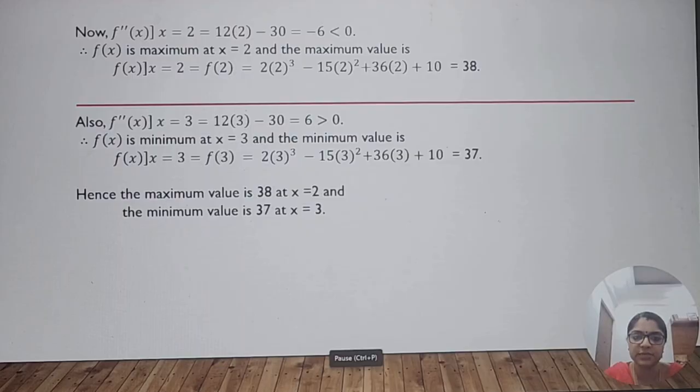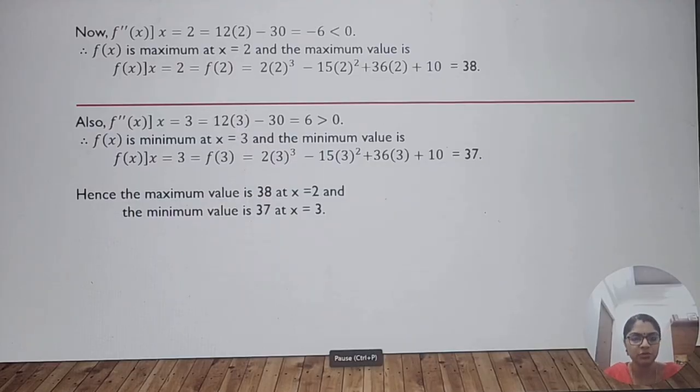Likewise, we go for the second stationary point, that is x is equal to 3. There I will get the value 6, that is minimum. So I came to the conclusion that f of x is minimum at the point x is equal to 3 and the minimum value is given by 37 using the same simplification. So here we get the maximum value is 38 at x is equal to 2 and the minimum value is 37 at x is equal to 3.